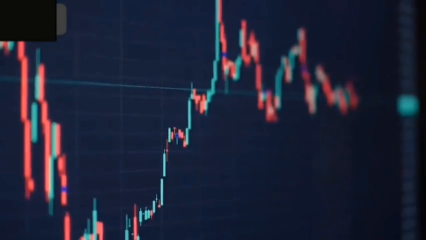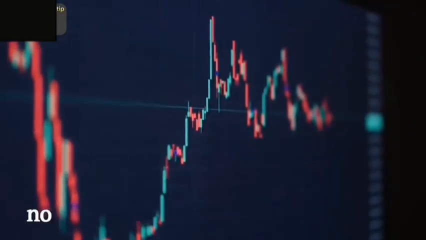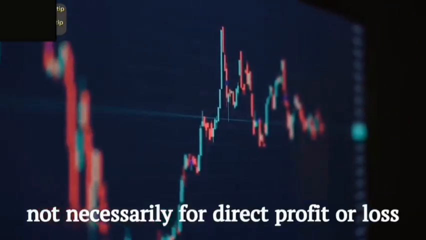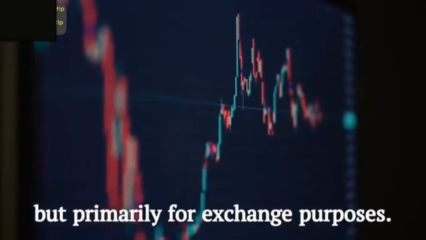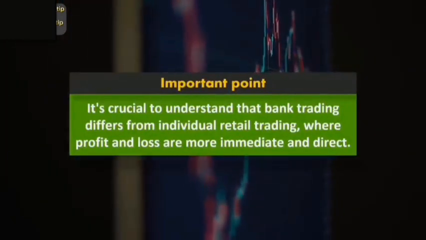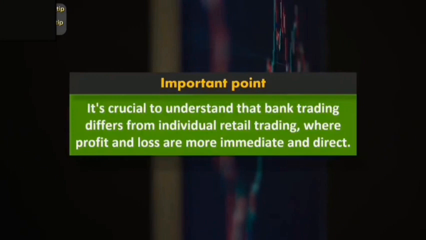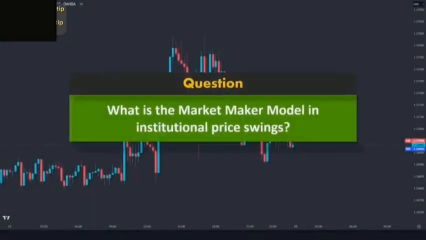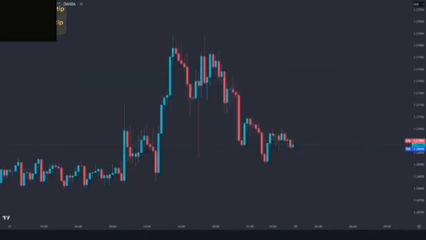Contrary to common belief, banks engage in trading not necessarily for direct profit or loss, but primarily for exchange purposes. It's crucial to understand that bank trading differs from individual retail trading, where profit and loss are more immediate and direct. Now, what's the market maker model in institutional price swings? To answer this question, let's first clarify some concepts.